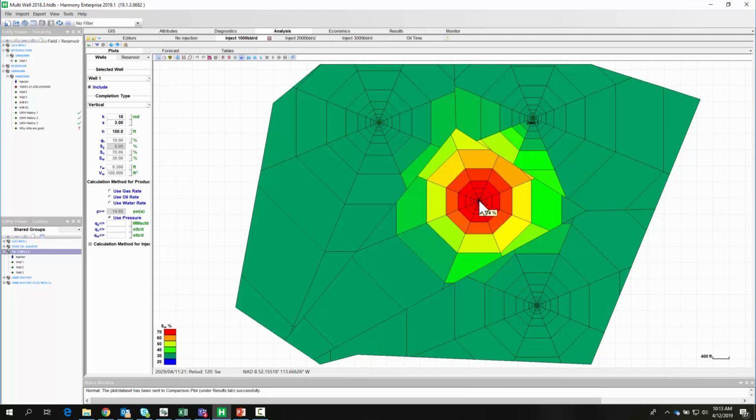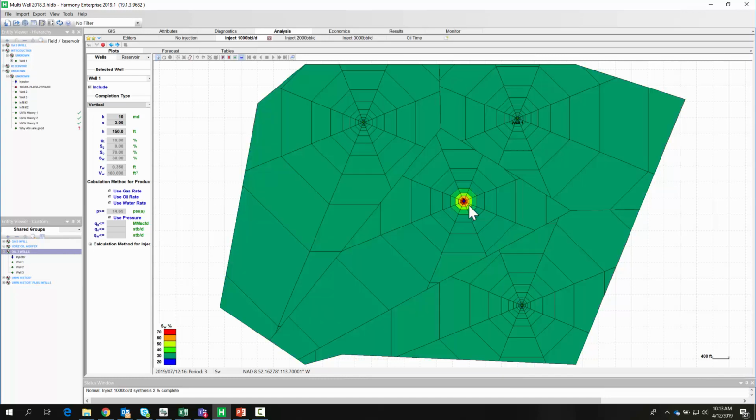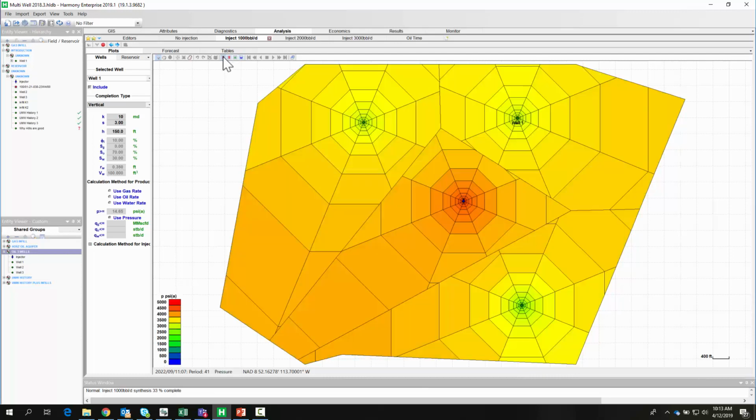So in this case, I've actually turned on this injection well, and I say, what if I inject at 1,000 barrels per day? So now I'm going to watch. In this case, I have the water saturation map turned on, and we see as the 10-year forecast begins how that injector well is increasing in water saturation. We can look at the pressure distribution map and see the pressure is higher around that injector well. Again, these three oil wells are still producing, but now they have the help of this injection well.